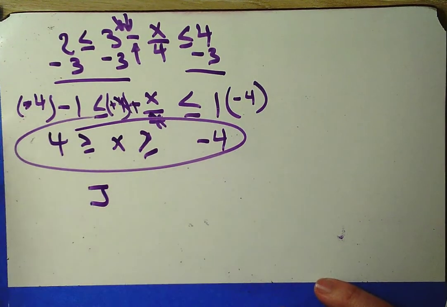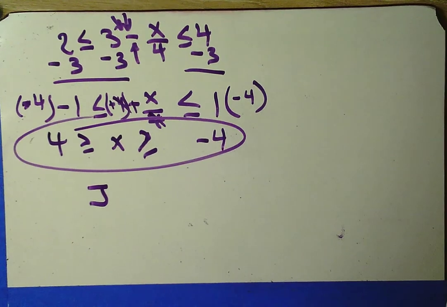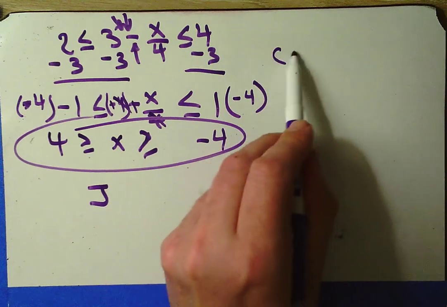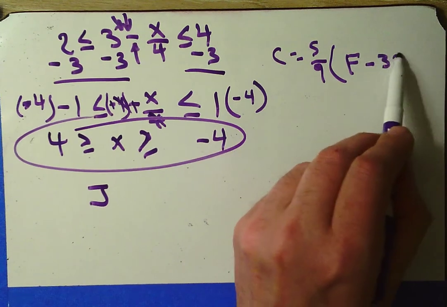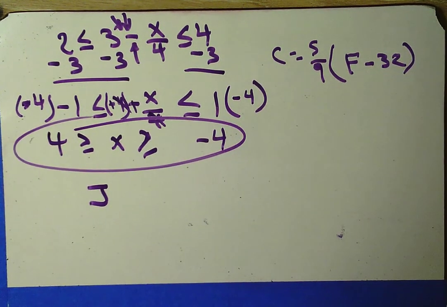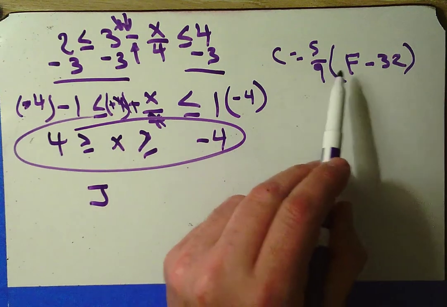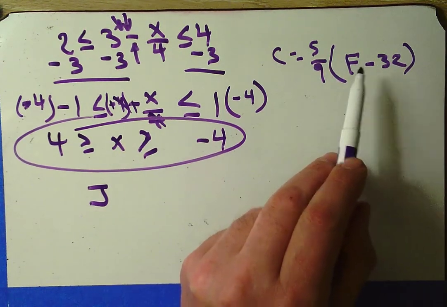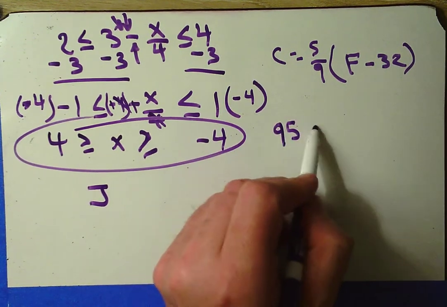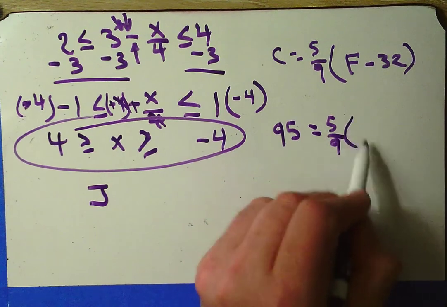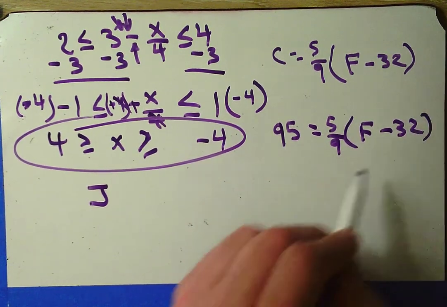Okay, problem number 5. The formula for converting Fahrenheit temperature reading to Celsius is Celsius equals 5/9 times Fahrenheit minus 32. Which of the following is the Fahrenheit equivalent reading to 95 Celsius? Well, I have two choices. I can solve this equation for F and then plug in a 95, or I could just plug in a 95 for Celsius and solve the equation for F. I think that's what I'm going to do here.